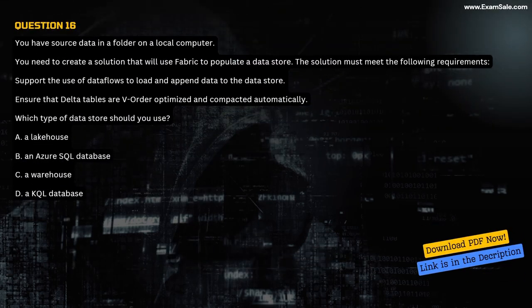Question 16. You have source data in a folder on a local computer. You need to create a solution that will use Fabric to populate a data store. The solution must meet the following requirements. Support the use of data flows to load and append data to the data store. Ensure that Delta tables are vOrder optimized and compacted automatically. Which type of data store should you use?